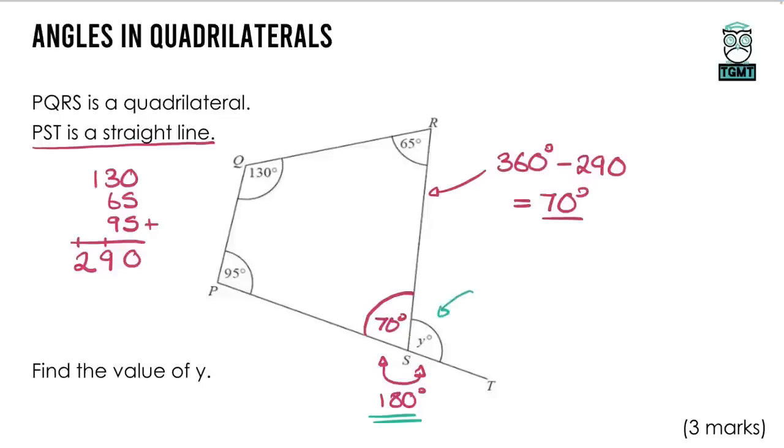So to find the value of y, 180 take away the 70 degrees next to it leaves us with 110 degrees. So there we go, y is equal to 110 degrees, and that's our final answer.